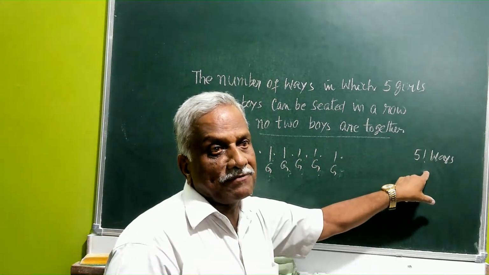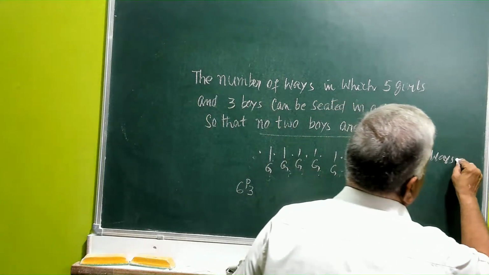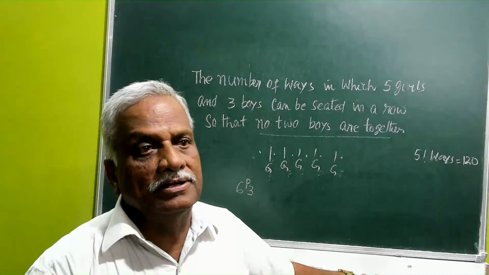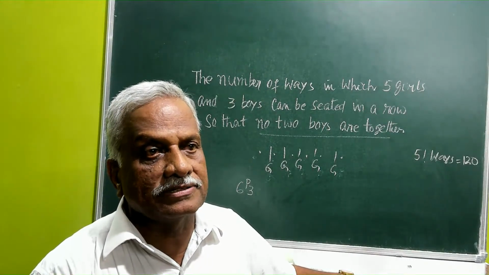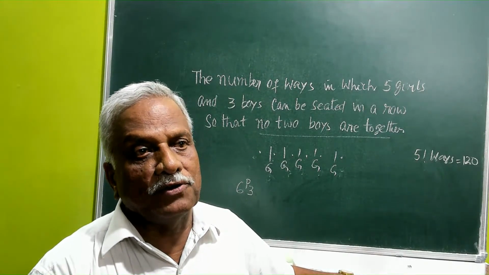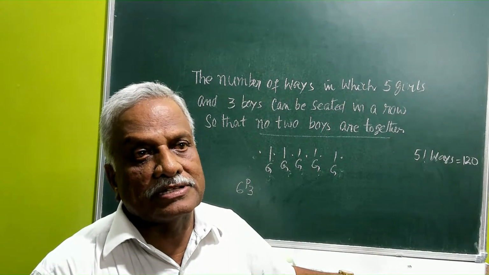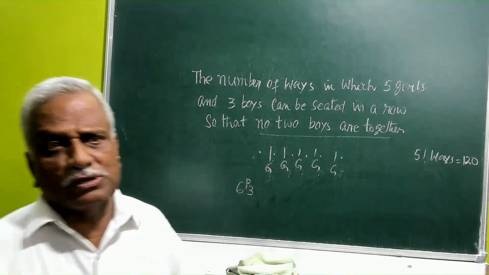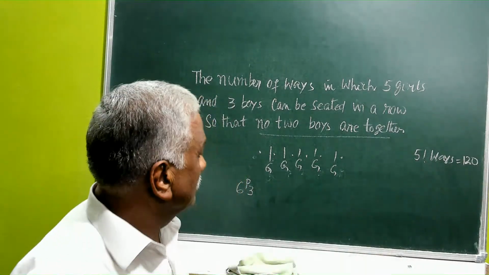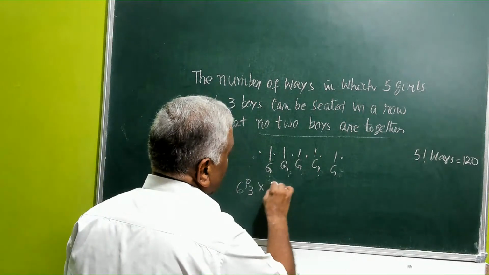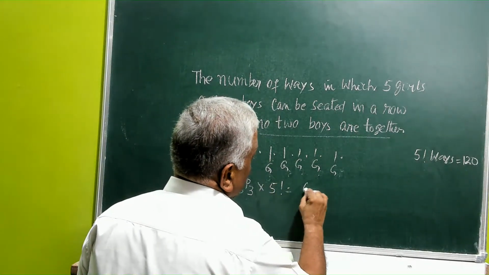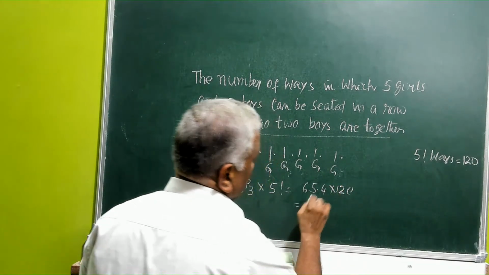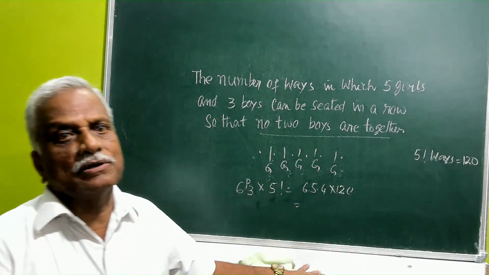So you can arrange the girls in 5 factorial ways. Remember, 5 factorial is 120. But always ask the student to remember 2 factorial is 2, 3 factorial is 6, 4 factorial is 24, 5 factorial is 120, 6 factorial is 720, at least up to that. 7 factorial is 5040, that also you can remember. At least remember 5 factorial. So it is 6P3 into 5 factorial. 6P3 is 6 into 5 into 4 into 120. Multiply this and get the answer.